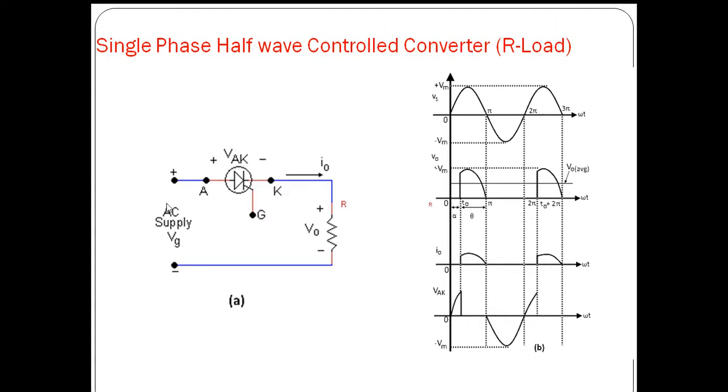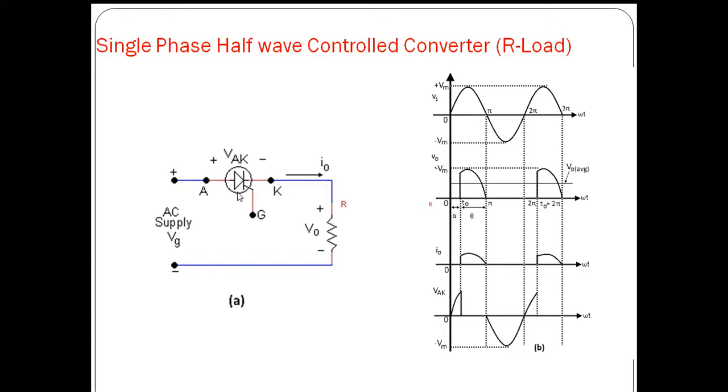So this AC supply will be given to the thyristor. The P layer, the anode, will be connected to the AC supply, and the cathode will be connected to your load. The load consists of a resistive load. So this is again connected to the supply mains. So we are going to observe how the circuit will be operating.